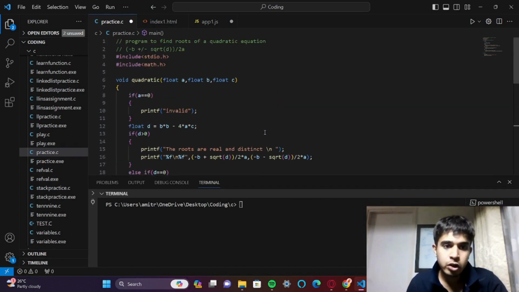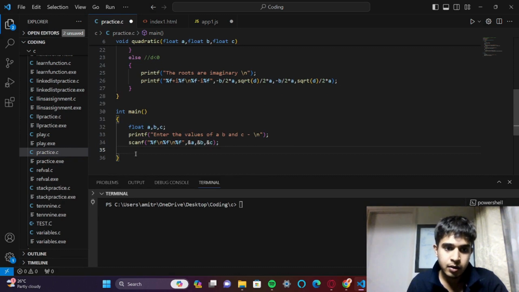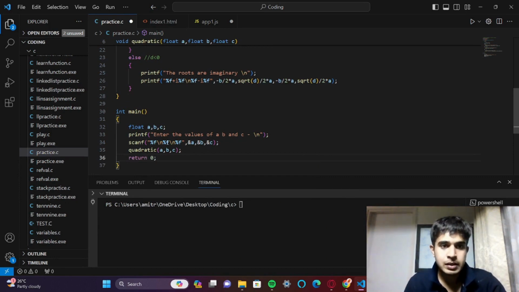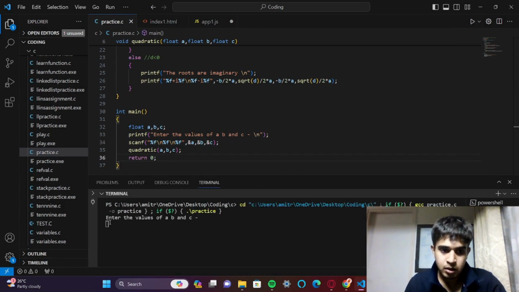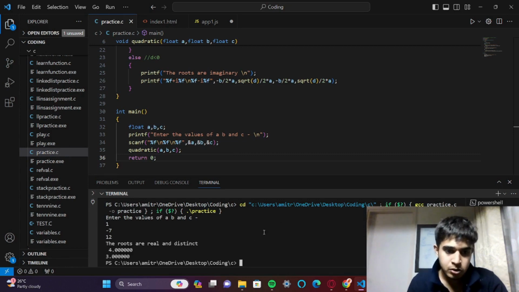Now I will call the function quadratic a, comma b, comma c, which are the passing parameters, and then return 0. So let me save and run this code. Enter the values of a, b and c. First I will enter 1, minus 7 and 12. Okay, so the roots are real and distinct. 4 and 3 are the roots.